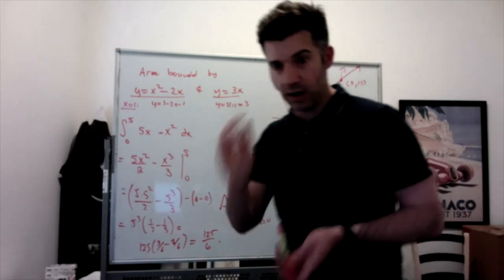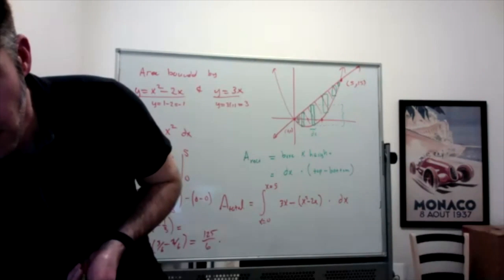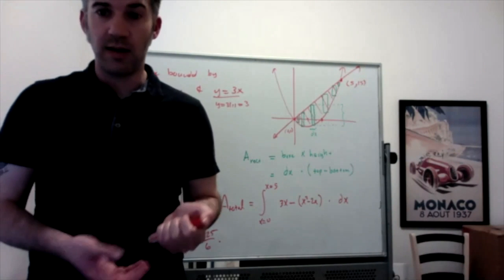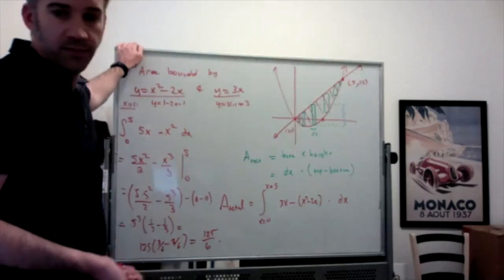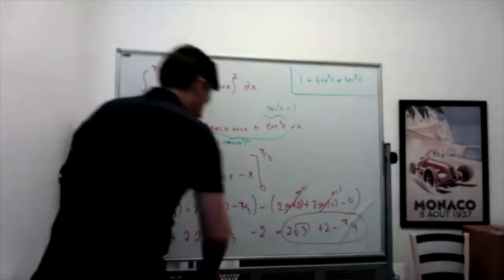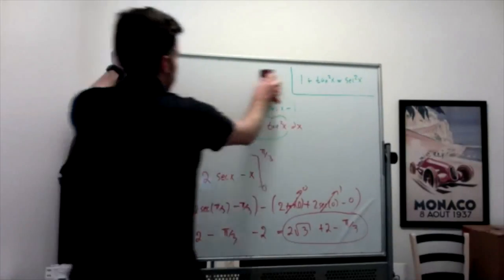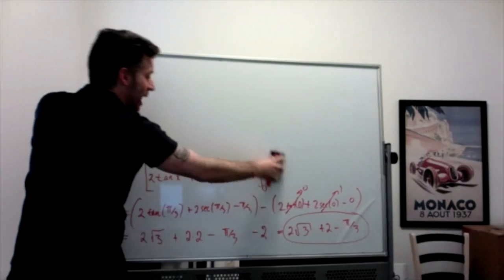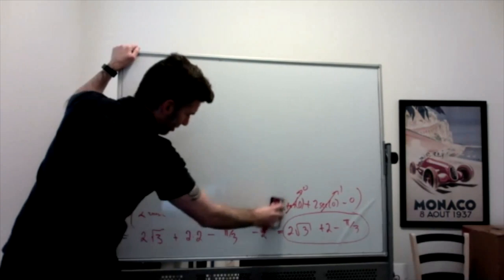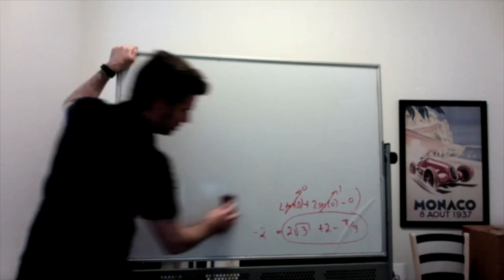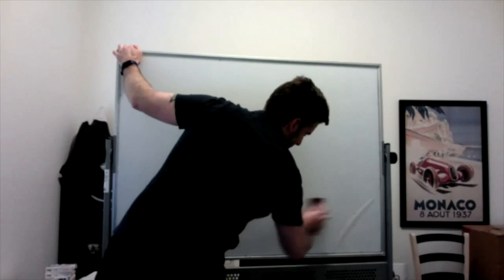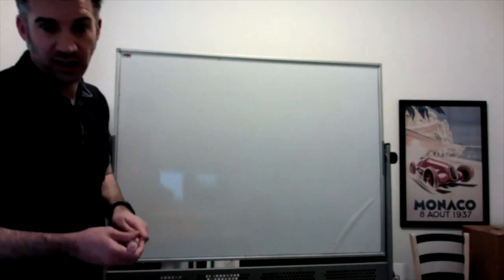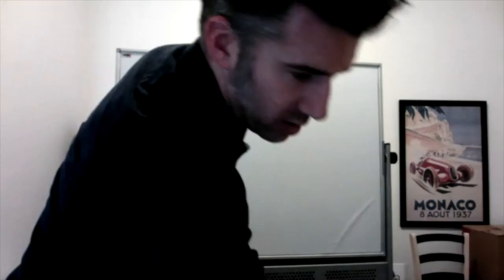So, area between curves. We find where they intersect, and then we try and write an integral for them. So let's look at another example. And although you don't usually have to draw a picture, I really do recommend drawing a picture. It's usually going to be a good idea to draw a picture of the region. It's just going to help you out. So let's look at this next one.